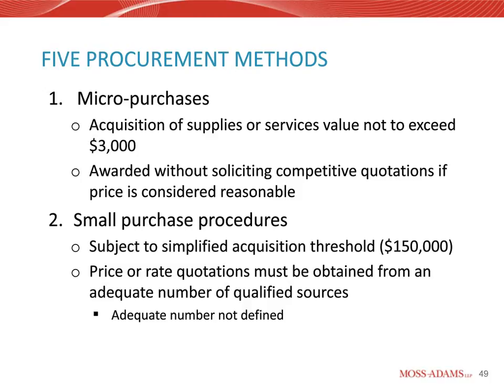Second method, purchases under the simplified acquisition threshold are purchases for goods or services meeting the small purchase threshold, which is currently at $150,000. Therefore, all purchases between $3,000 and $150,000 can use the small purchase procedure, which describes the procedures as relatively simple and informal. It states that price or rate quotations must be obtained from an adequate number of qualified sources. It leaves the discretion of the non-federal entity's written policy to determine what the adequate number really is, but it must be any number greater than 1. And the methods of obtaining the price or rate quotation are left up to the non-federal entity.